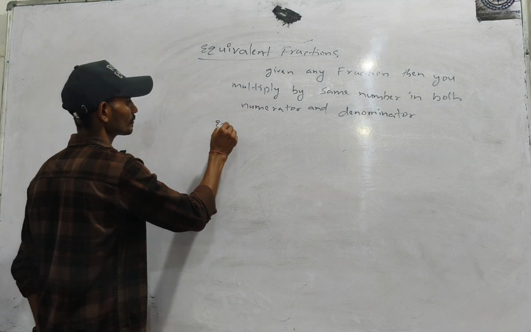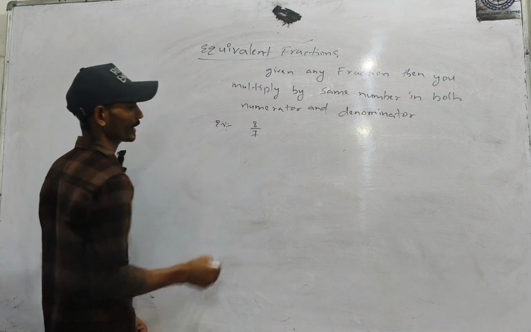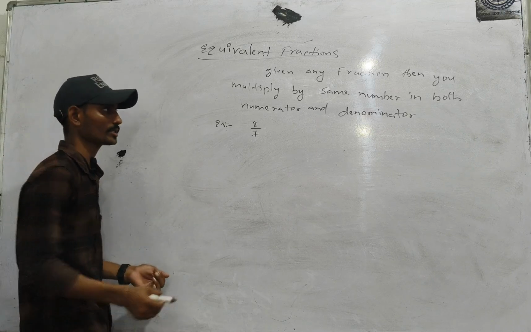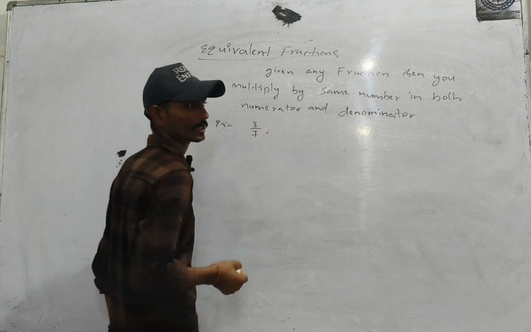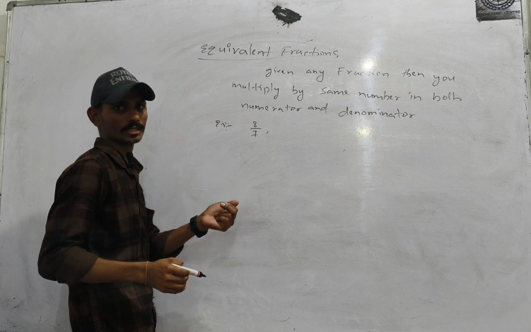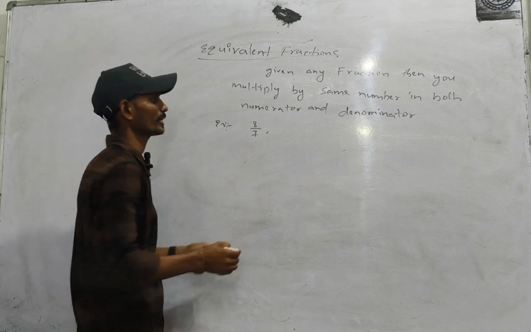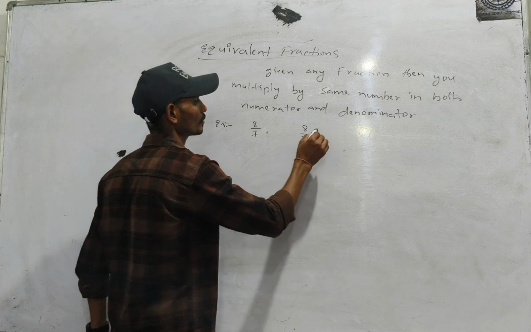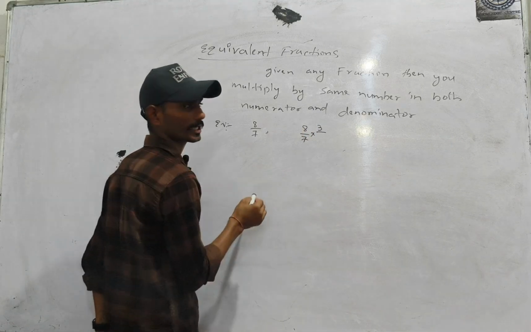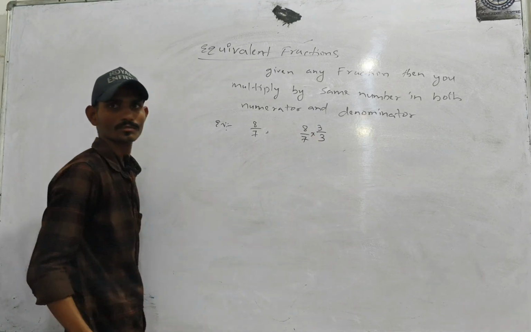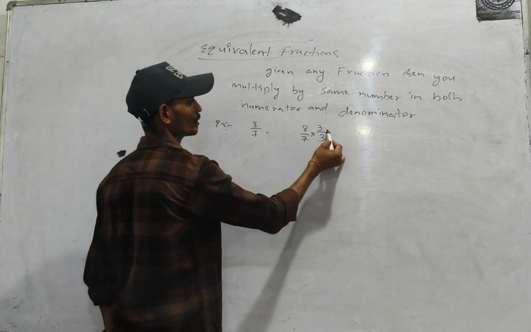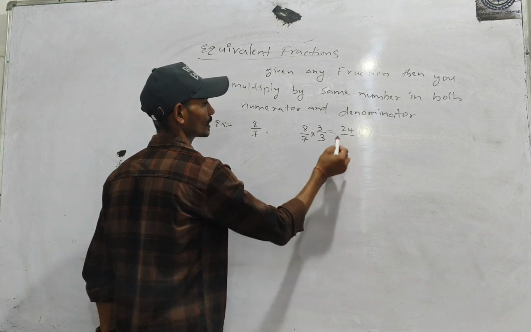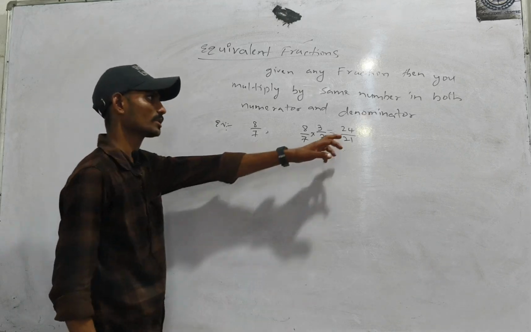Example, I am given 7 by 8. So to make an equivalent fraction, whatever the given fraction, I take any number, then multiply both the numerator and the denominator by it. So this is the multiplication of fractions: numerator into numerator and denominator into denominator. This is one equivalent.